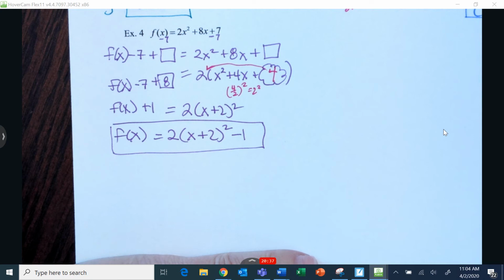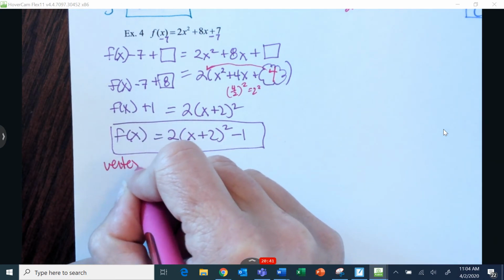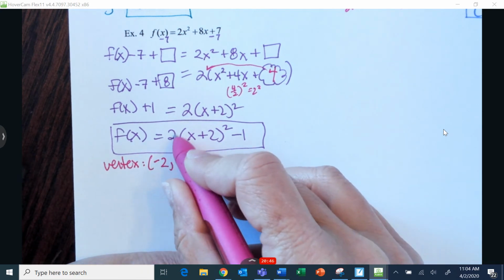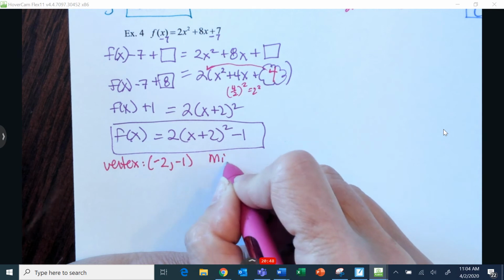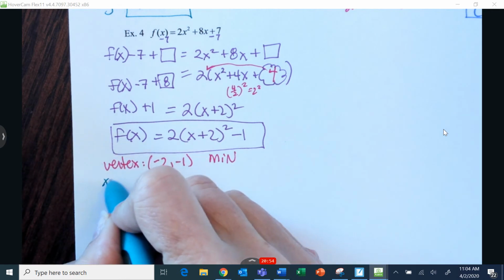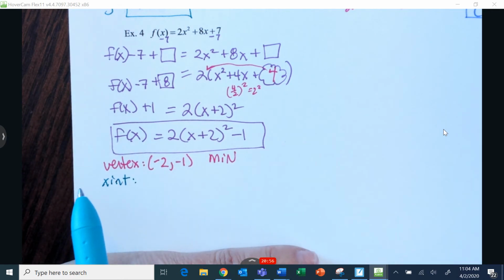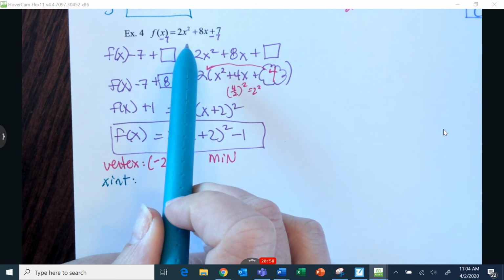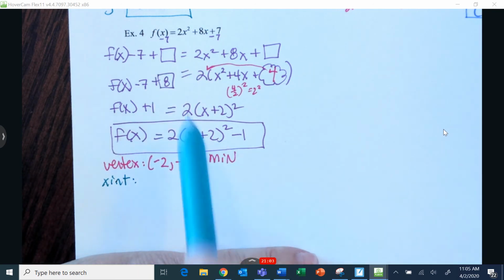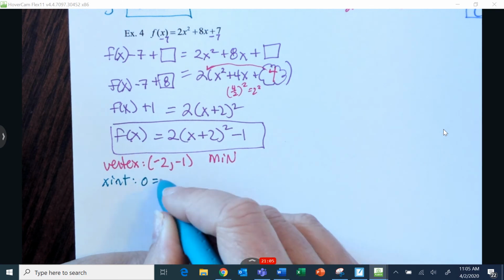All right, what's next? Vertex. So the vertex would be -2, -1. This has a positive in front, so this is a minimum. X-intercepts. How do I want to do x-intercepts? Doesn't look like it's going to factor easily, so I'll just use this and put in 0 for y.